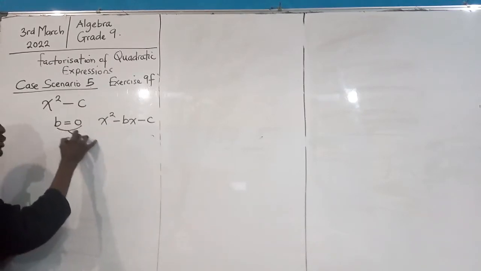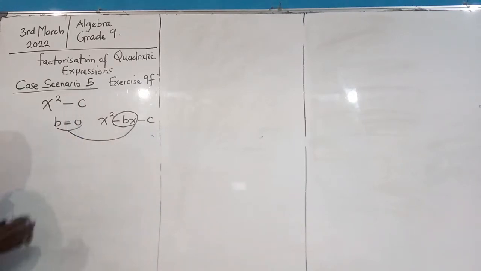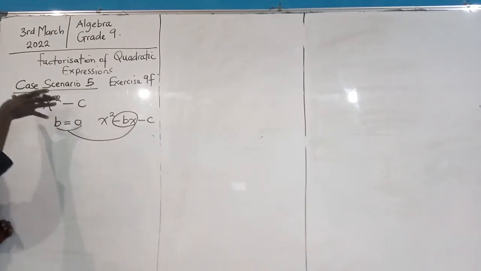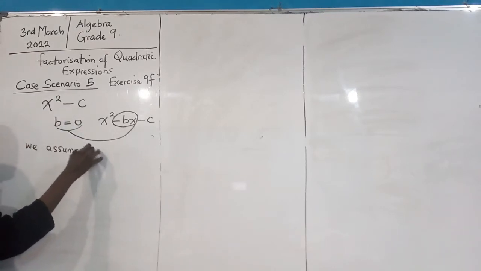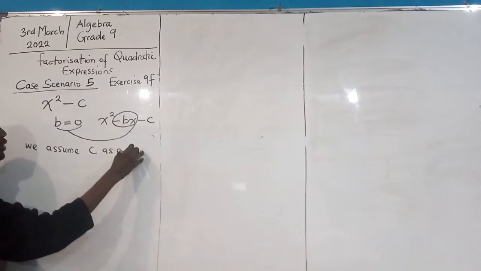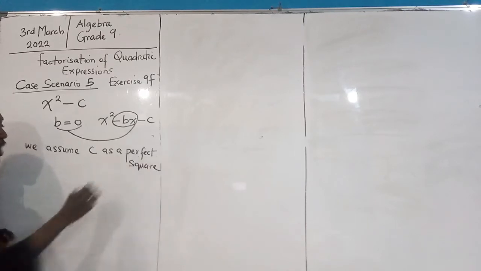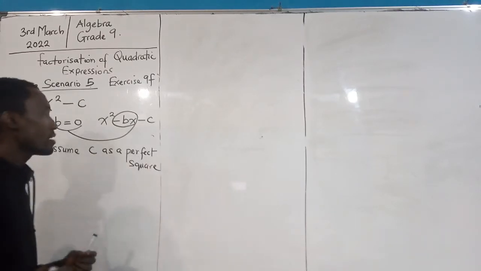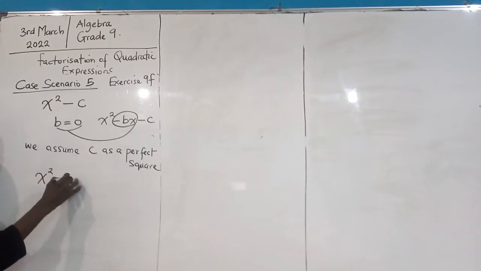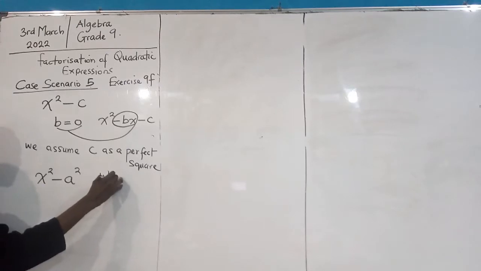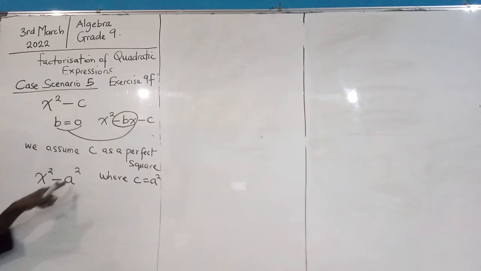And if b is equal to 0, it means that everything here is eliminated, and you're going to have x squared minus c. Now, under this scenario, we assume c as a perfect square. So what we may likely have is something like x squared minus a squared, where c is equal to a squared.